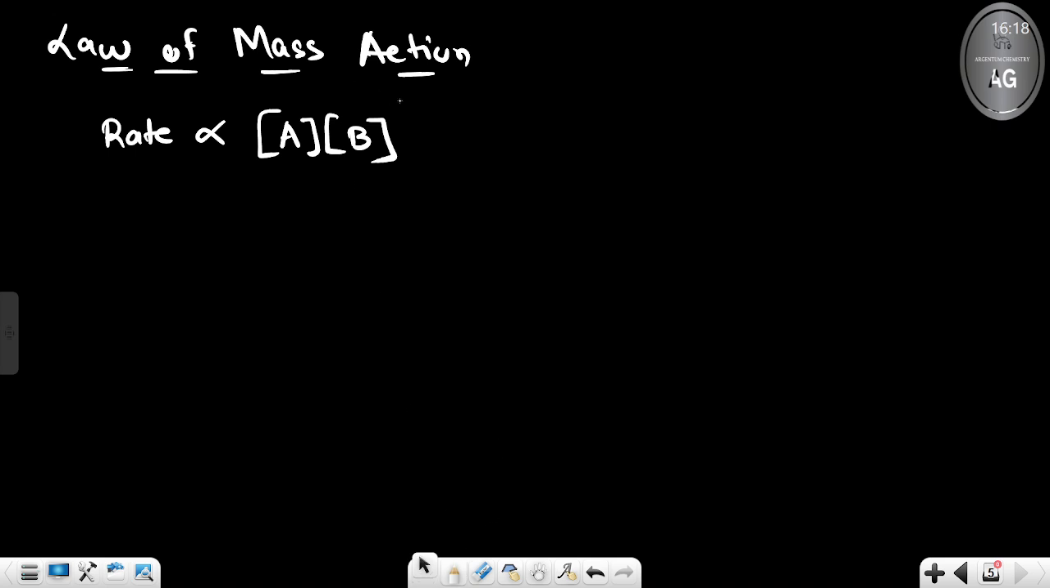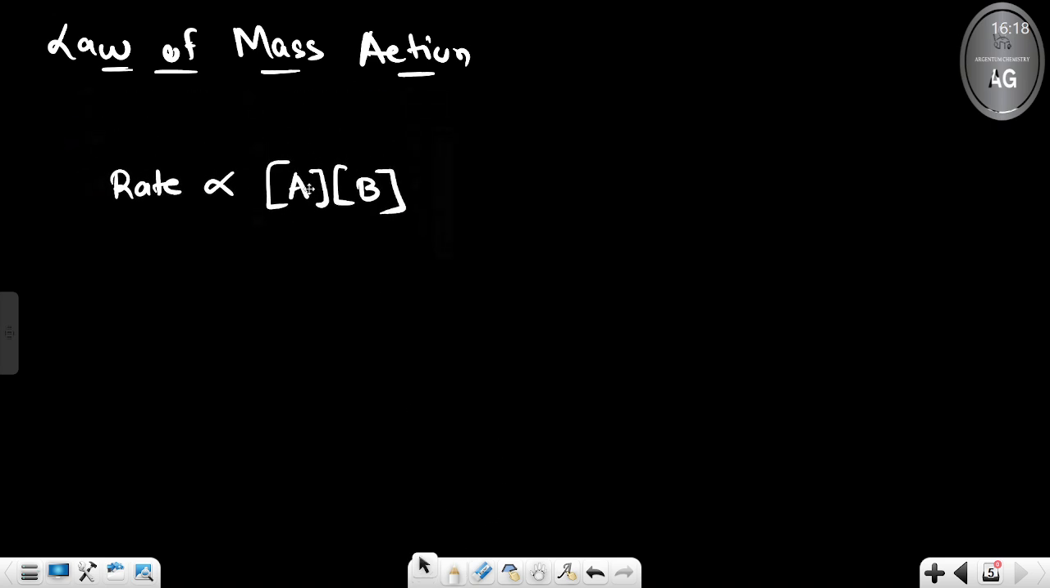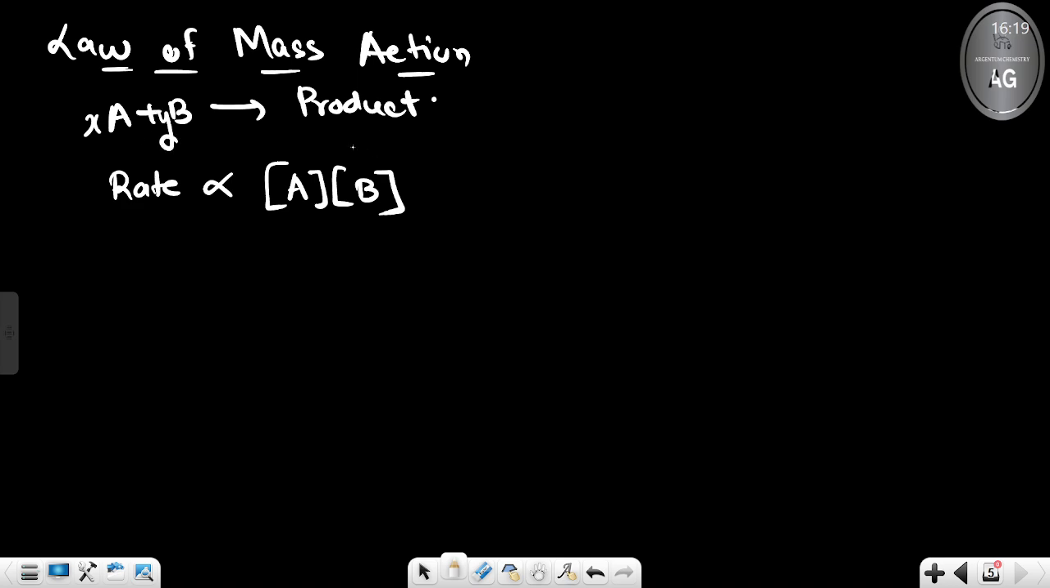Let me write the reaction and see what is A, what is B. So if the reaction is A plus B to some product, then according to the law of mass action, the rate of the reaction is proportional to the product of active masses of the reacting components with their powers raised to the stoichiometric coefficients. So if the stoichiometric coefficients are x and y, in xA plus yB, then their powers will be x and y. This is according to the law of mass action.